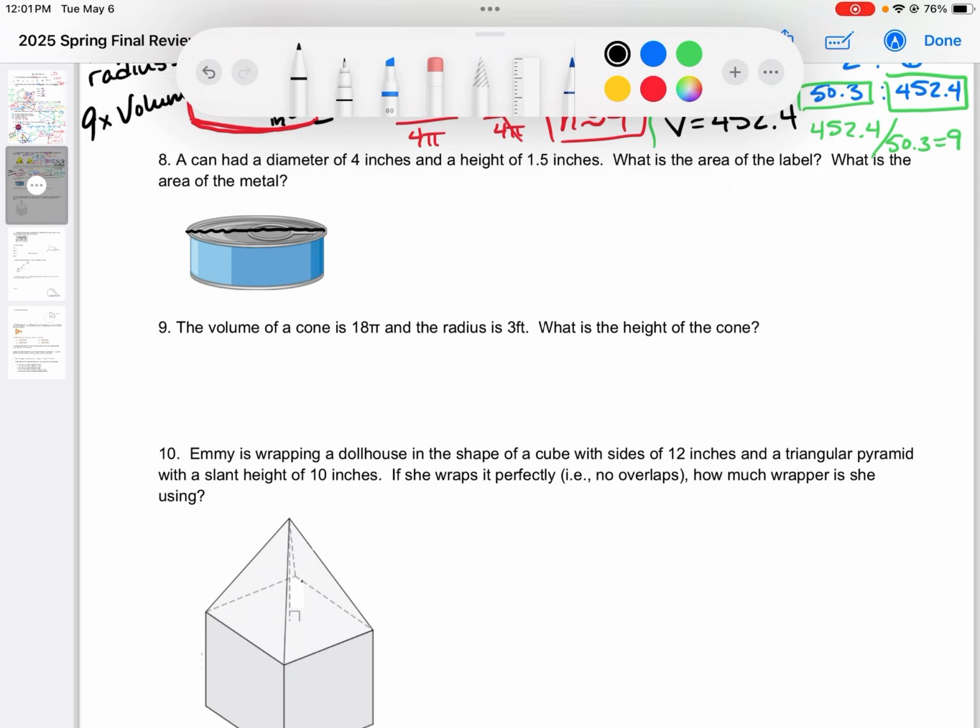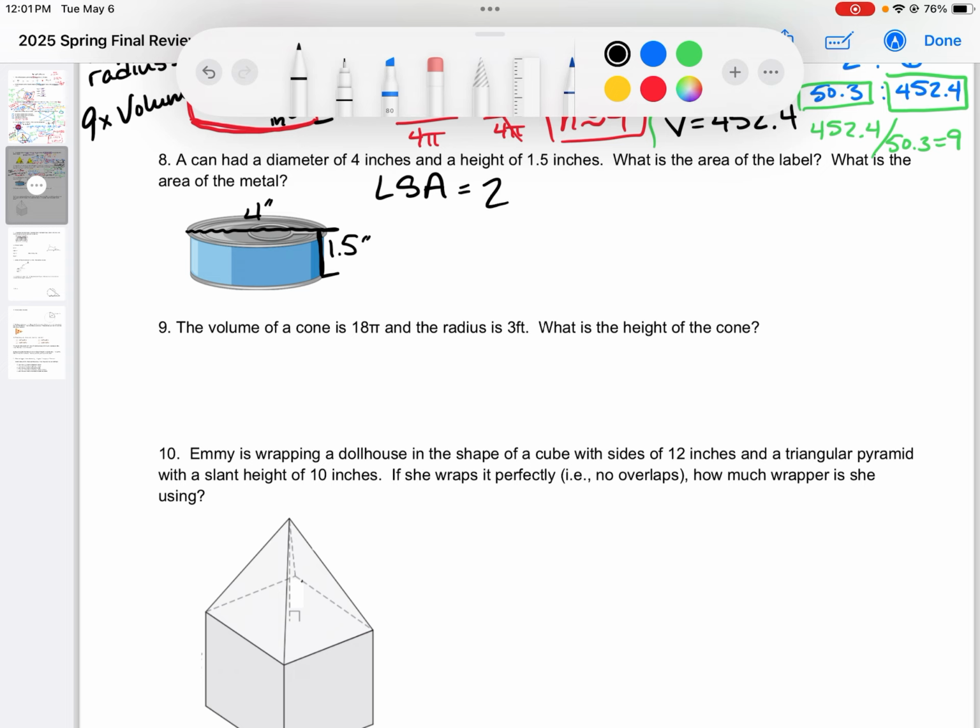All right, a can had a diameter of 4 inches, so all the way across this can is 4 inches, and a height of 1.5 inches. What is the area of the label? So what we're trying to figure out here is the lateral surface area. Lateral surface area. Because we're ignoring the top and the bottom of the can. We're only trying to figure out the label, which wraps around it.